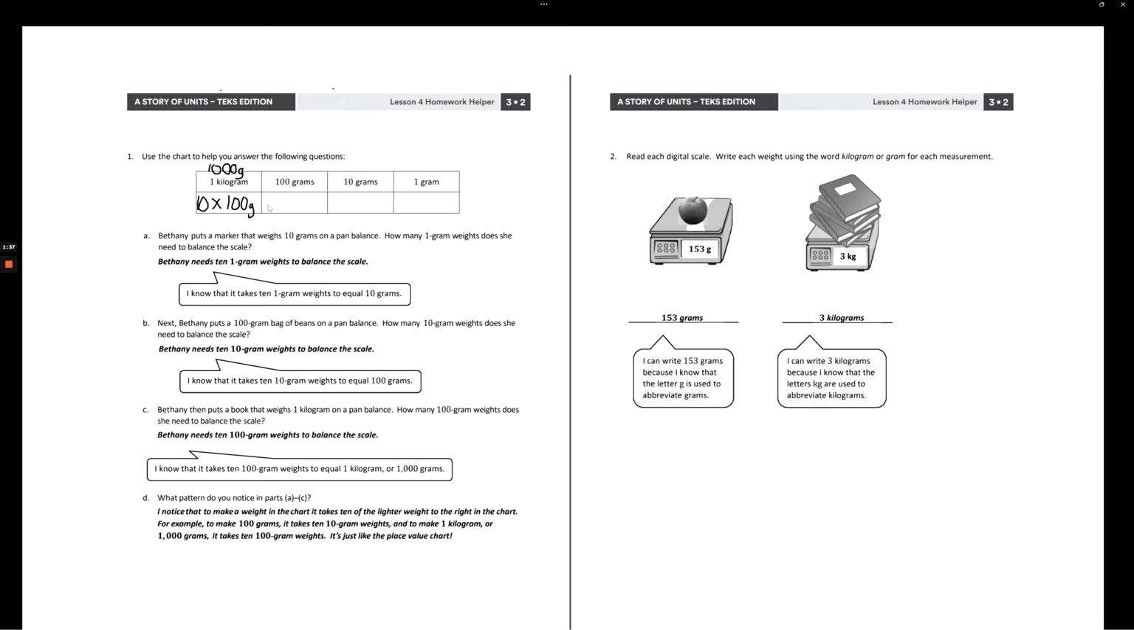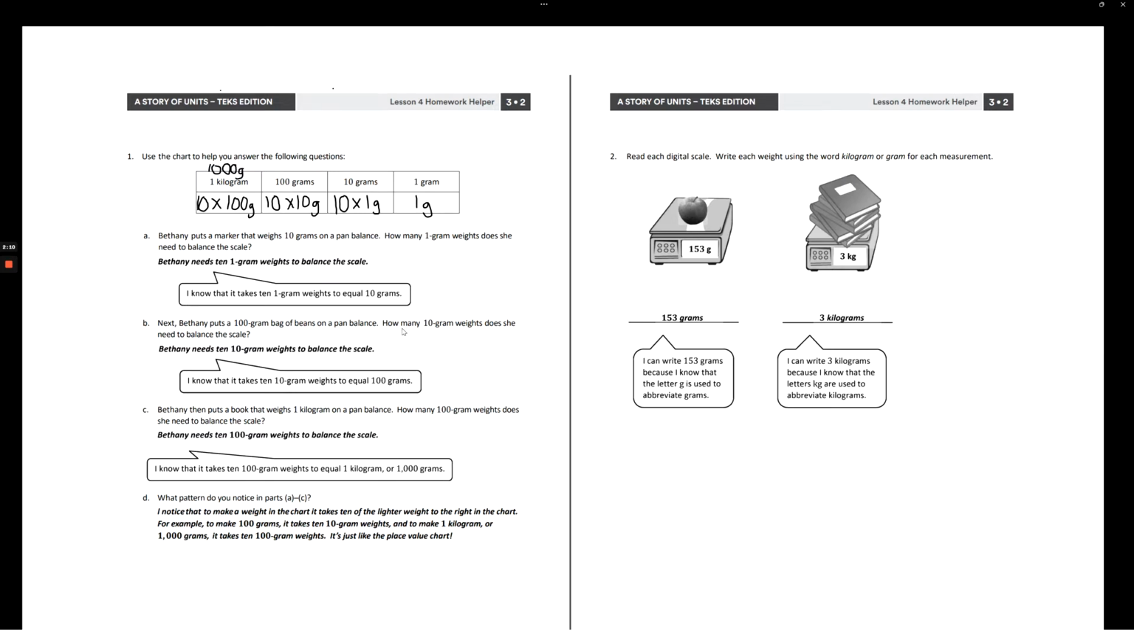Now 100 grams, I could break this down into 10 groups of 10 grams. And then 10 grams, I can break this down into 10 groups of 1 gram. And then of course we just have 1 gram, and we're not going to decompose that any further. It's just 1 gram.